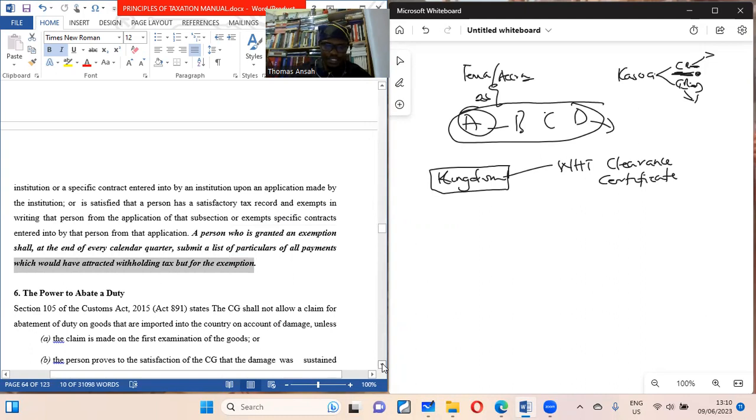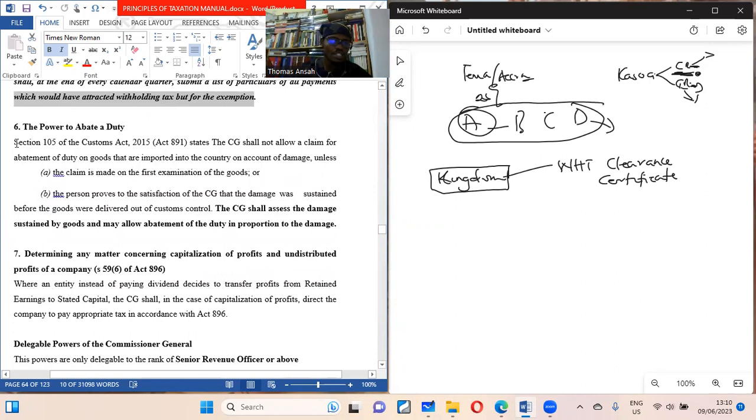All right. So now, section 105 of the Customs Act states that the Commissioner General shall not allow a claim for abatement of duty unless, one, the claim is made on first examination of the goods, and two, the person proves to the satisfaction of the Commissioner General that the damage was sustained before the goods were delivered out of customs control.